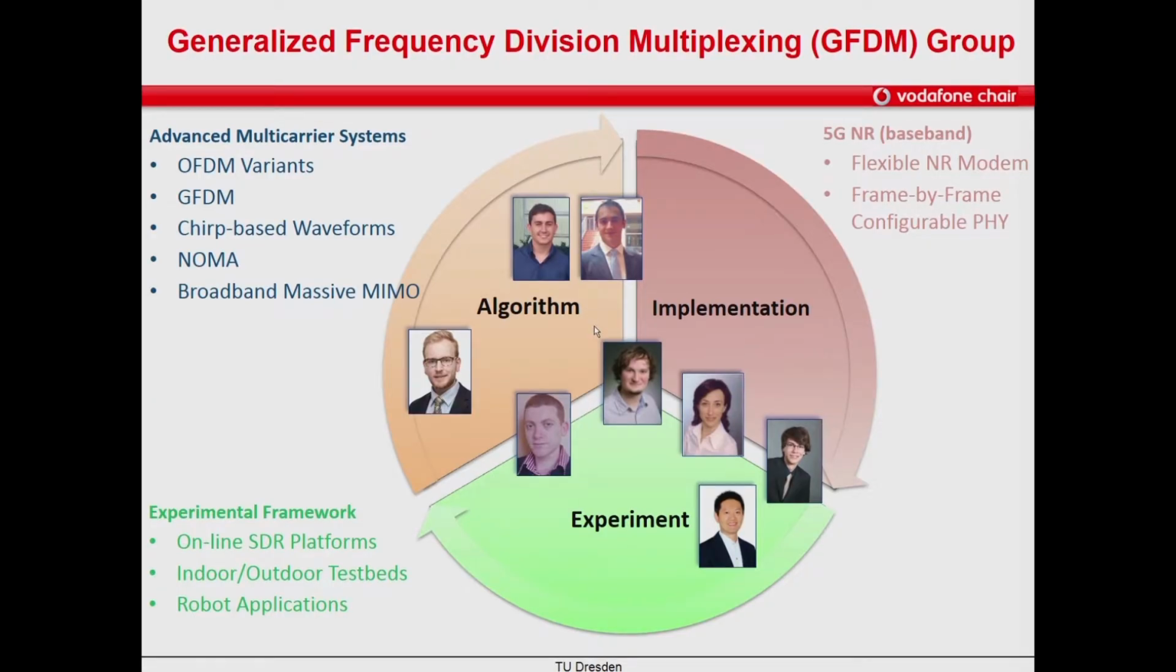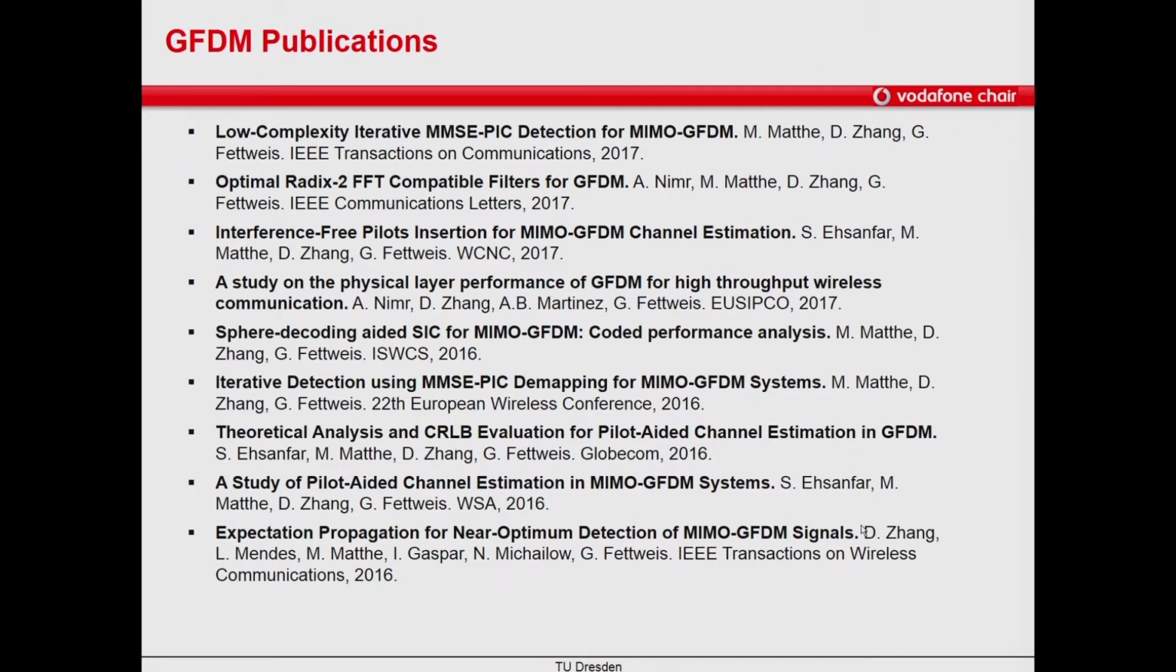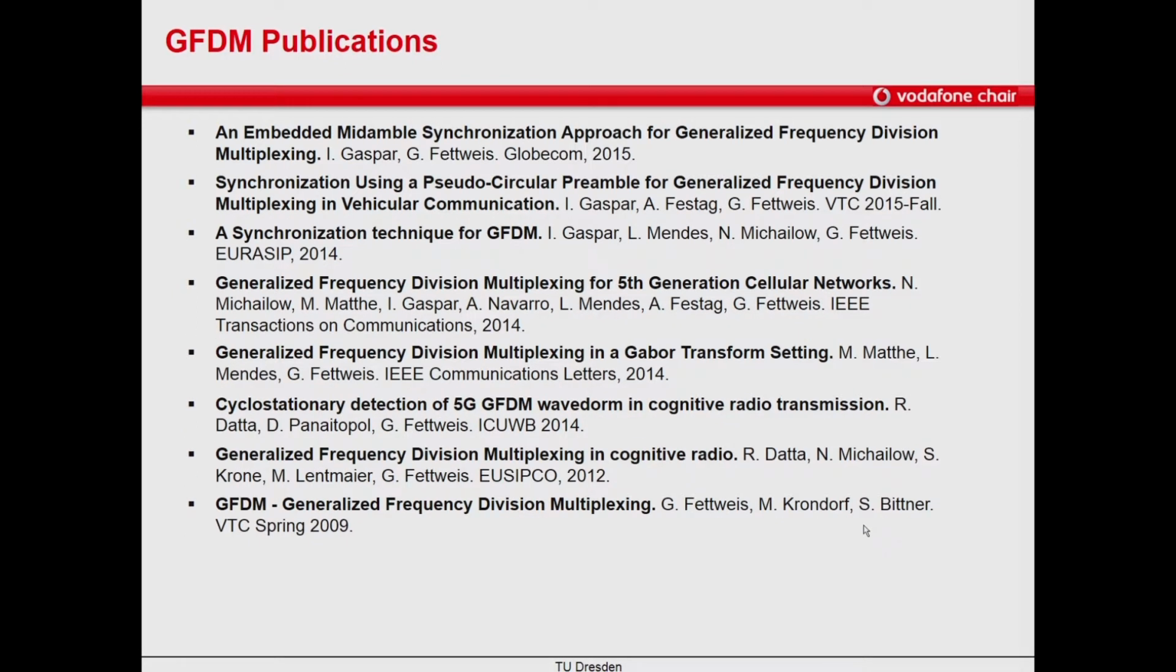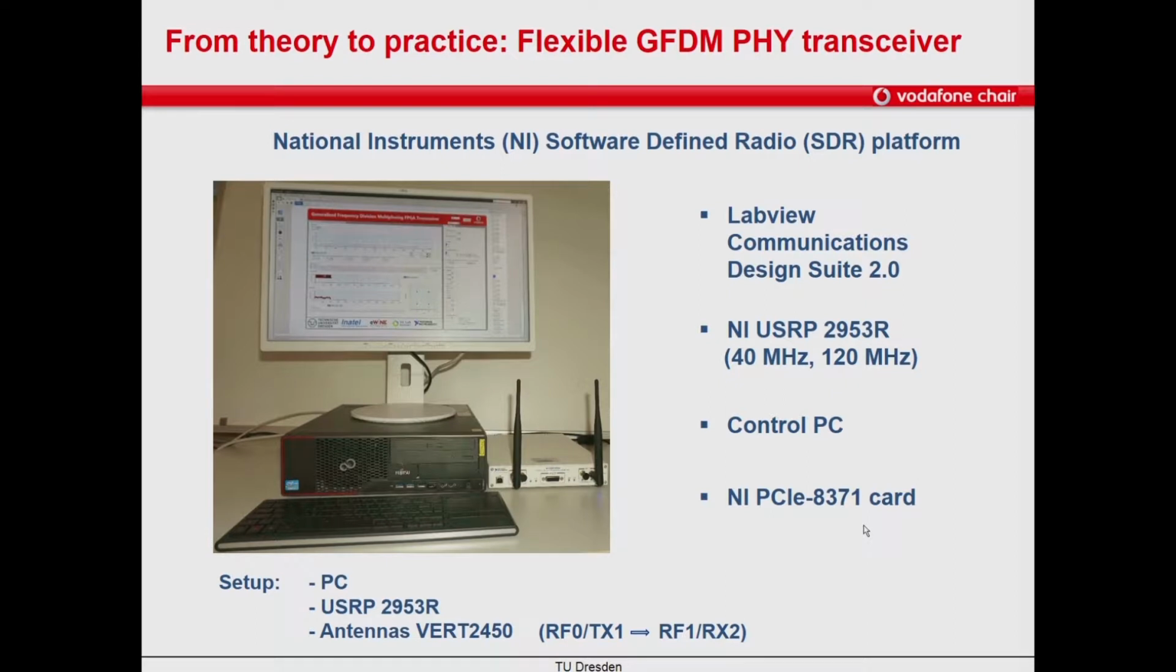GFDM is one of the waveform candidates for 5G. Multiple studies have already shown the potential of this waveform to fulfill the requirements of 5G. And the GFDM group has implemented a flexible GFDM transceiver on a National Instruments software-defined radio platform. For the development, LabVIEW Communications Design Suite 2.0 and USRP 2953R with 40 and 120 MHz bandwidth have been used.